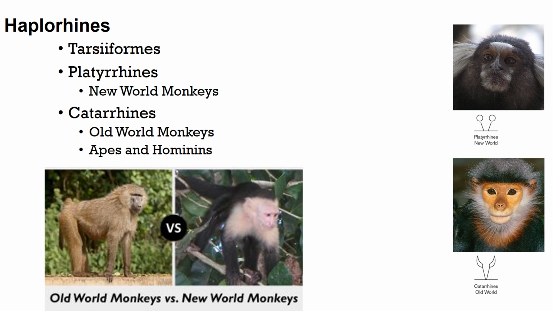Platyrrhines are the ones, the New World monkeys are the ones that have their nostrils at the side. So their nose is relatively flat with the nostrils at the side. Catarrhines have a kind of curved nostril with the nose facing down.